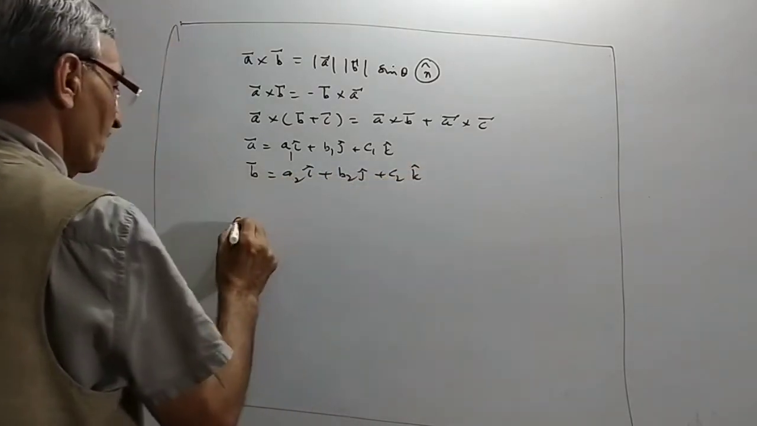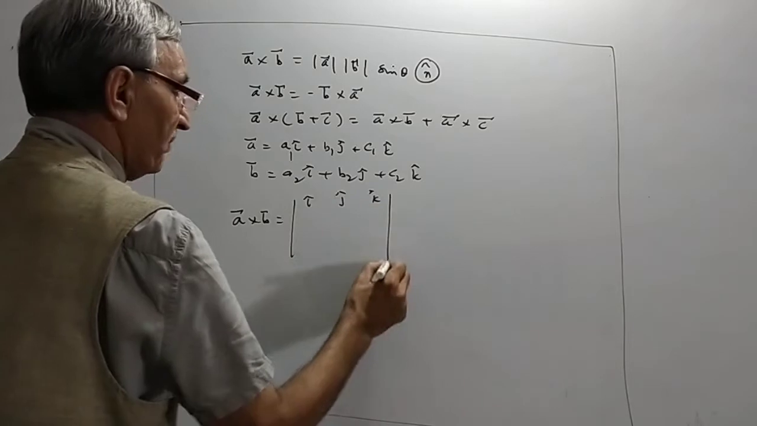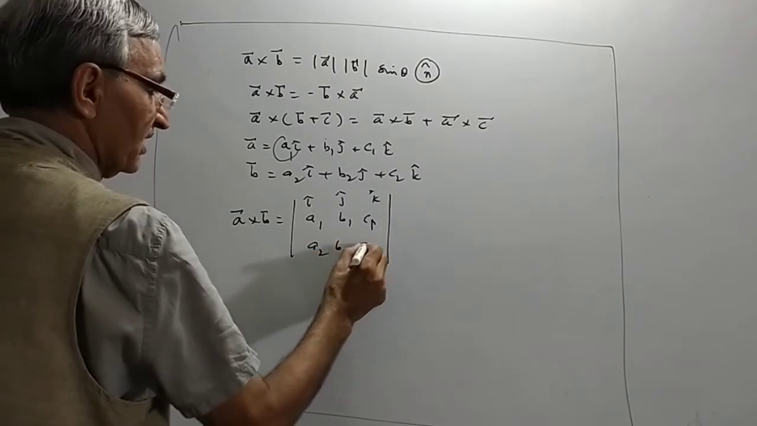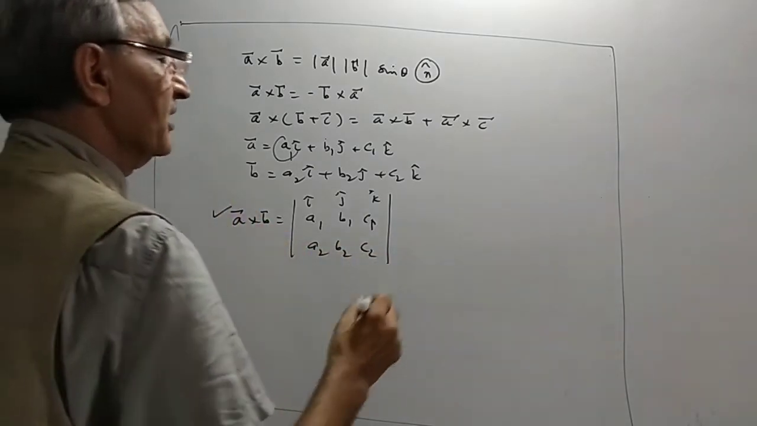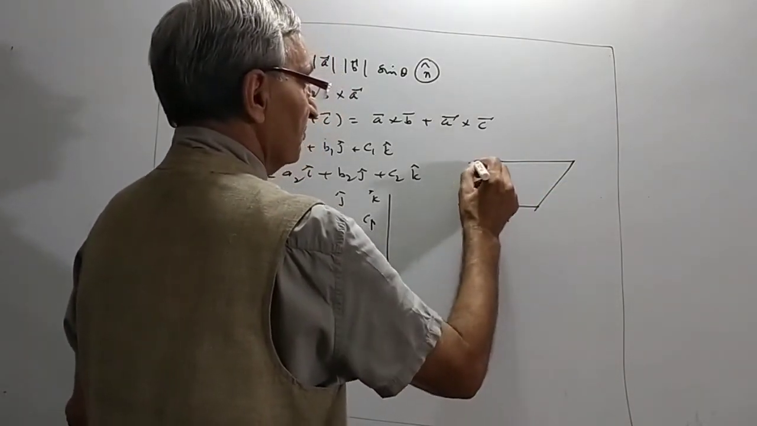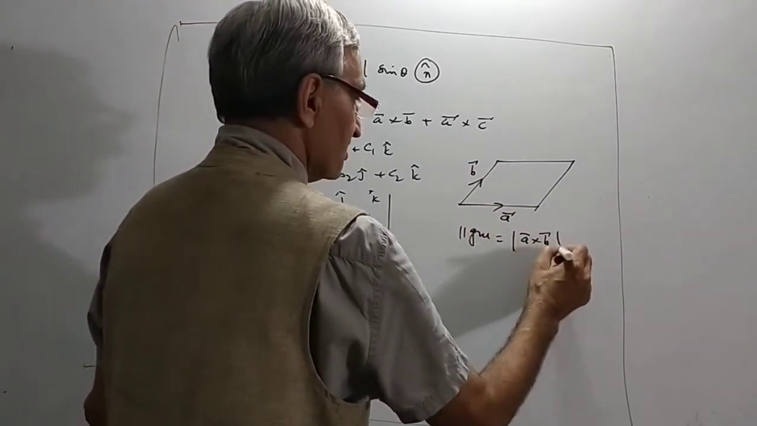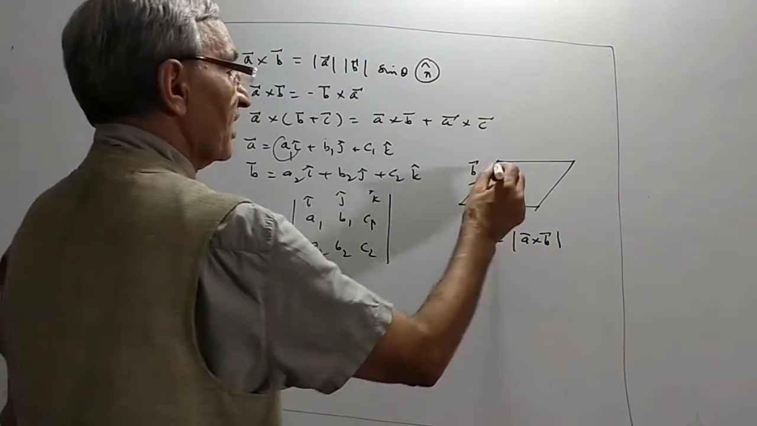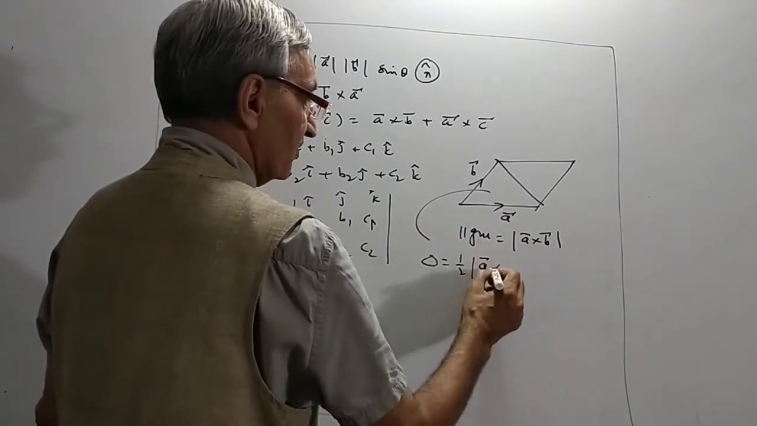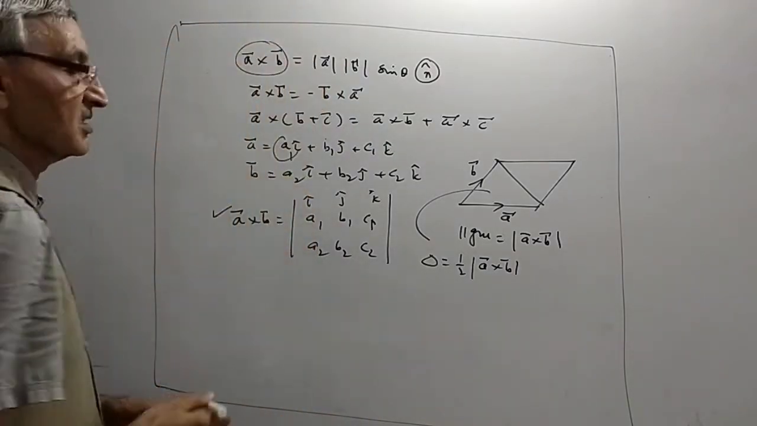तो दोस्तों, how to find A cross B is equal to i j k लिखेंगे और पहले रो में a1 b1 c1 लिखेंगे और दूसरे रो में a2 b2 c2 लिखेंगे। हमने ये बताया कि if you got a parallelogram and one side is given by A, another is B, then the area of the parallelogram is equal to the magnitude of A cross B. And for a triangle, it will be half of A cross B. Whenever we find any vector perpendicular to vectors, we find A cross B.